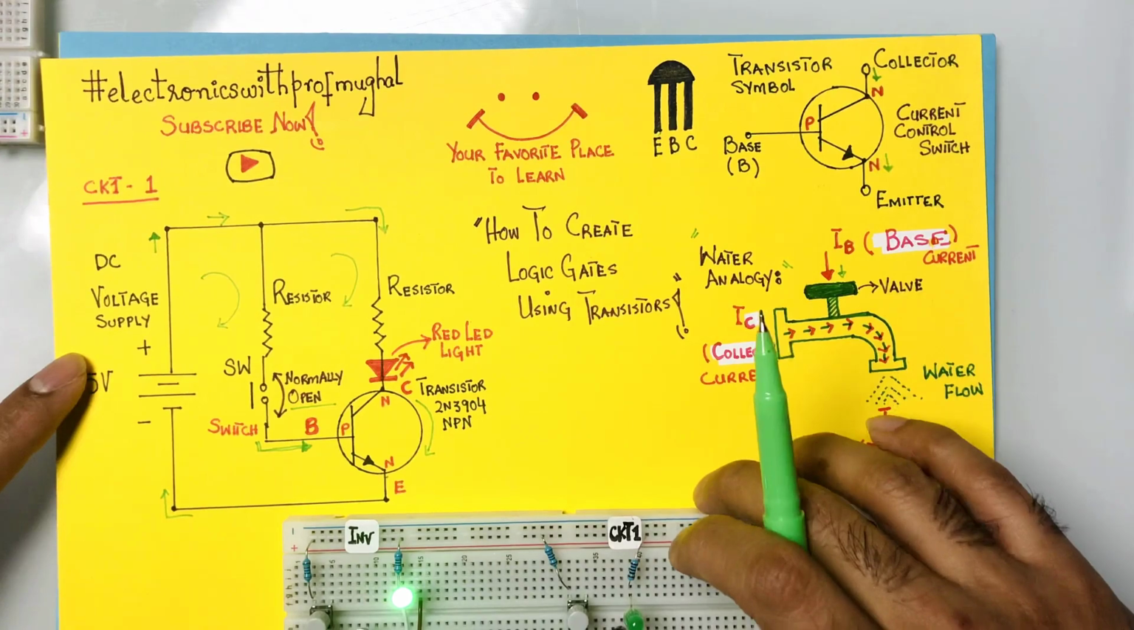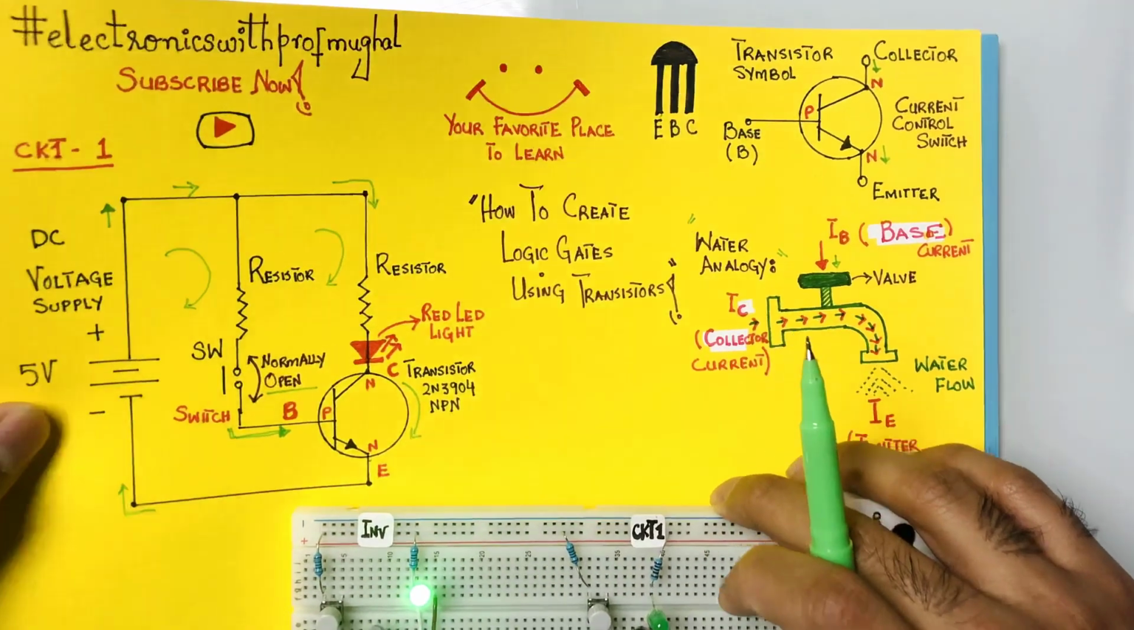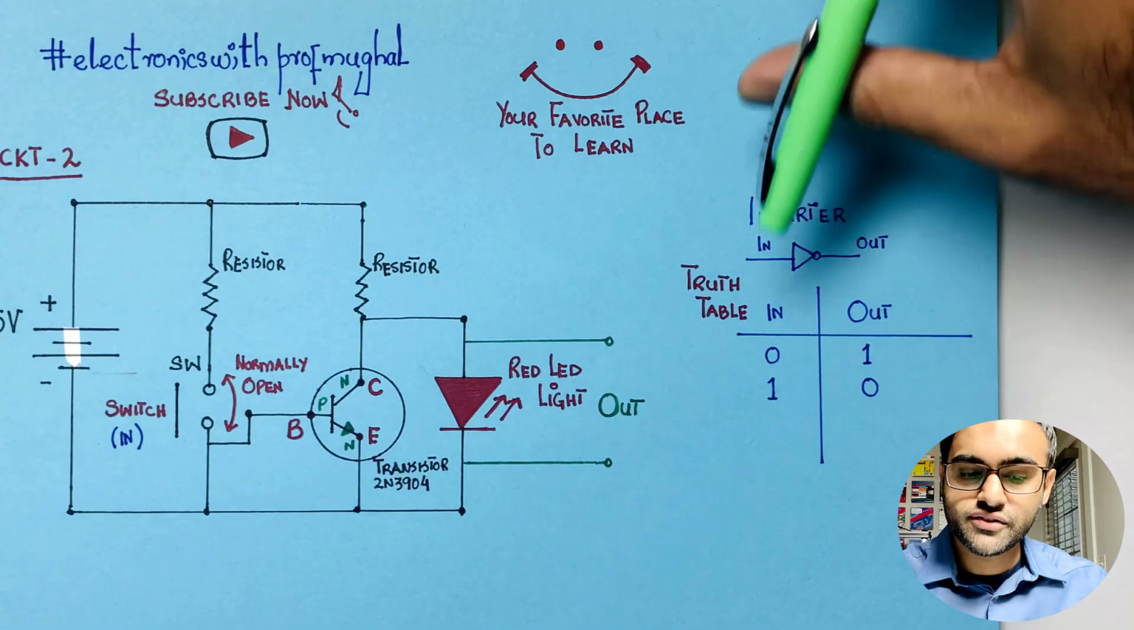So this was pretty simple. Now let's move on to circuit number 2.